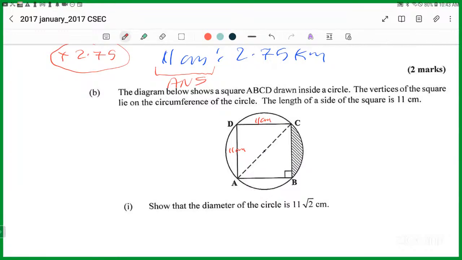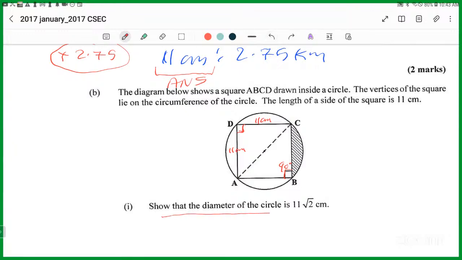Now, remember, this is a square. So the angle right here is 90 degrees. The angle subtended by a diameter is 90 degrees, and a diameter subtends 90 degrees. So this line is a diameter. AC is a diameter. And this now is a right angle triangle as well. This is a 90, and that's the hypotenuse, the diameter.